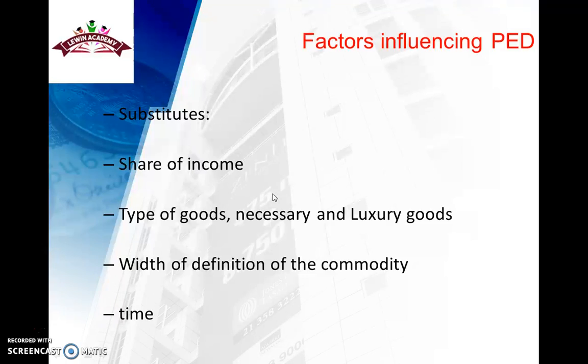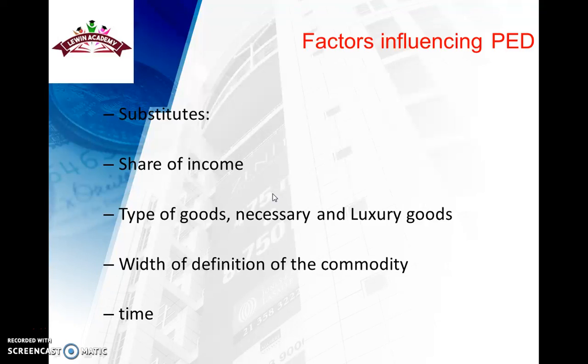Okay, so we'll be looking at the factors influencing the price elasticity of demand. In other words, what are the factors that will make you more responsive or less responsive to a price change? So as it relates to a substitute, the greater the number of substitutes for a commodity, the greater the price elasticity of demand. Why is this so? Because you have more choices, you have more different options to choose from, so your elasticity will be more elastic for a particular good.